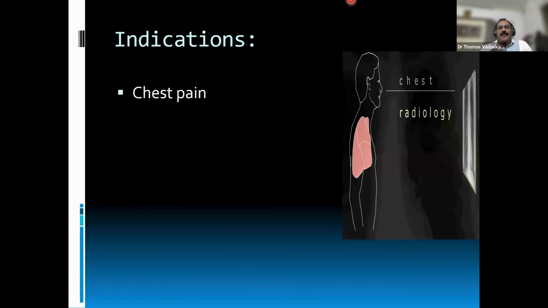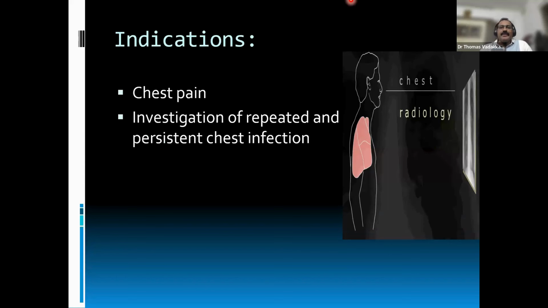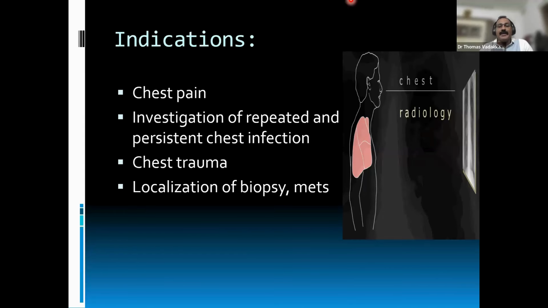Commonest indications are chest pain, investigation of repeated or persistent chest infection, trauma to rule out any injury inside or bony trauma, localization for biopsy, mets. I think when we were doing PG, CT scans were not available. So we used to take a PA view and lateral view to localize lesions for doing biopsy. Foreign body suspicion, again, X-ray is one of the earliest investigations.